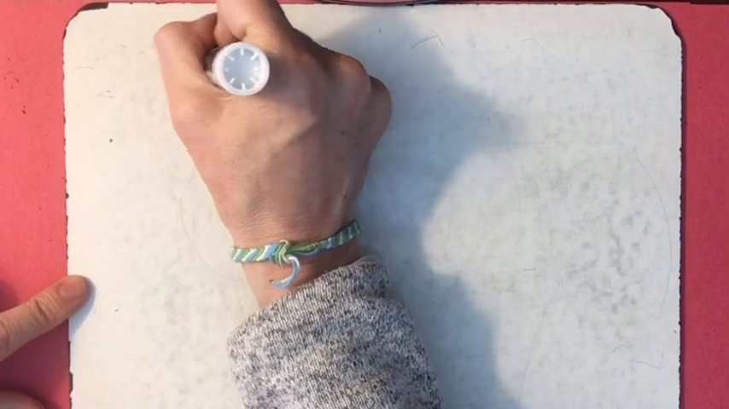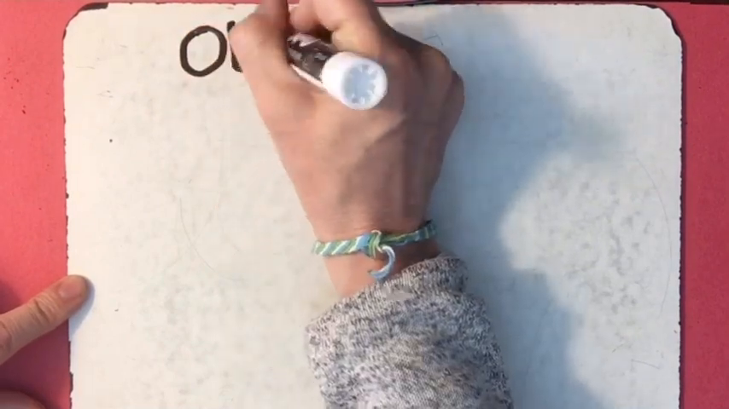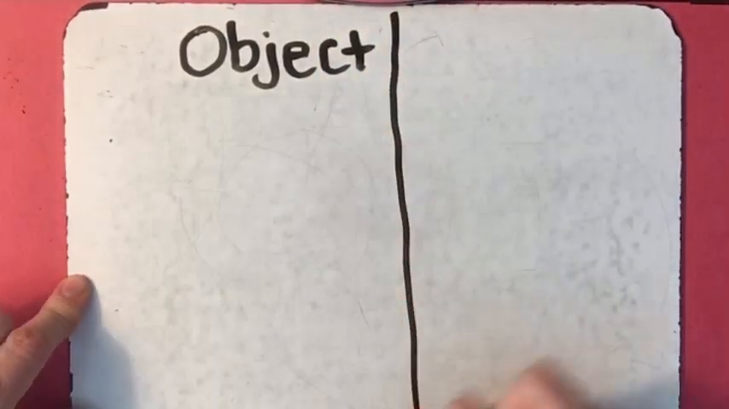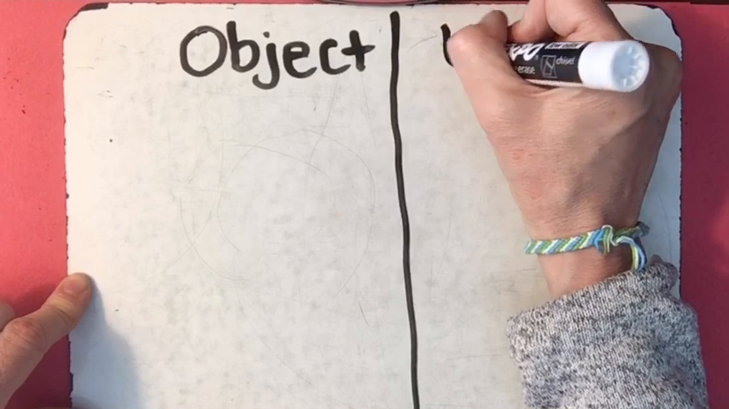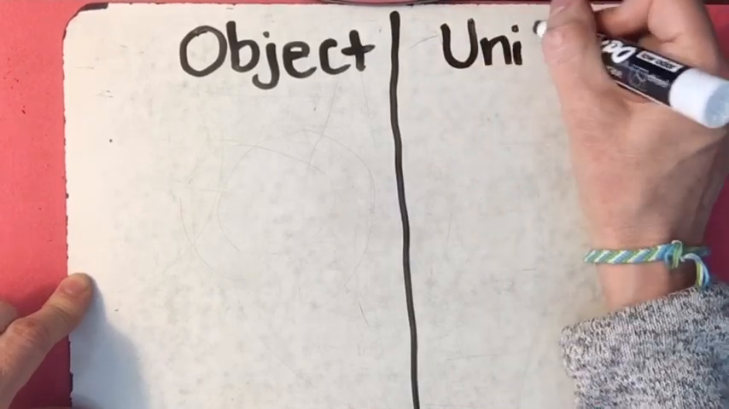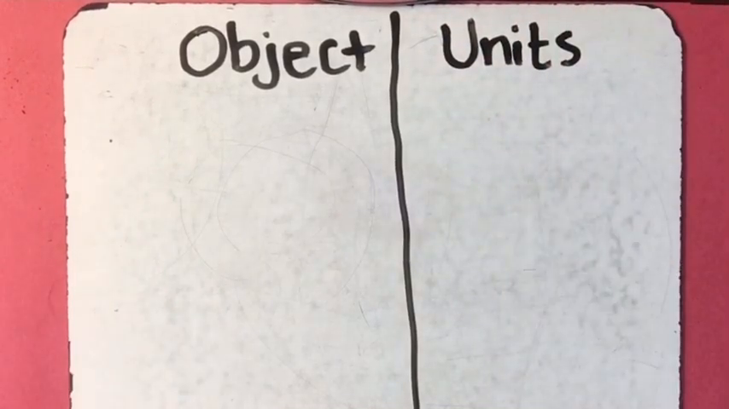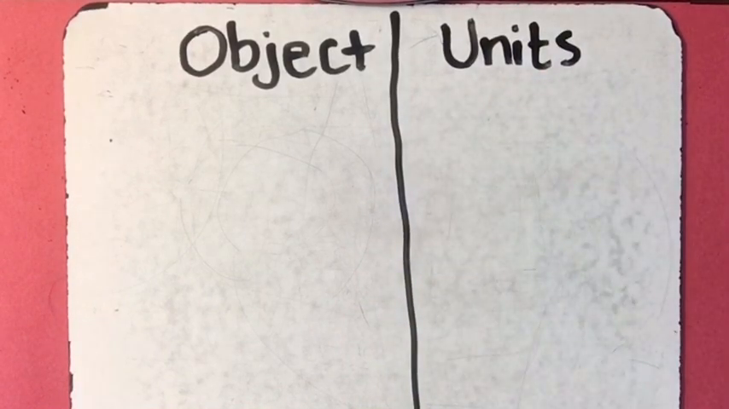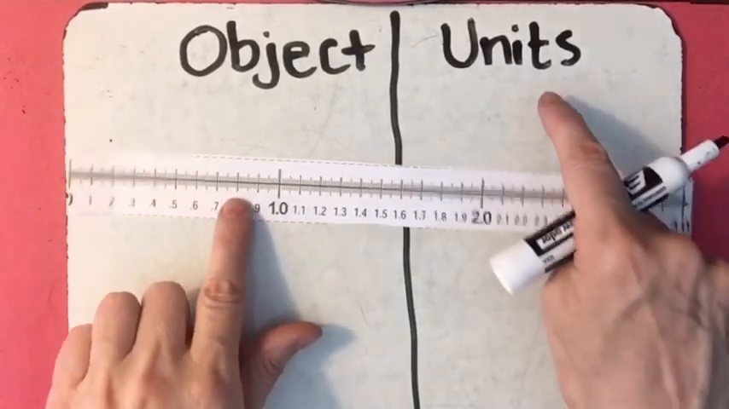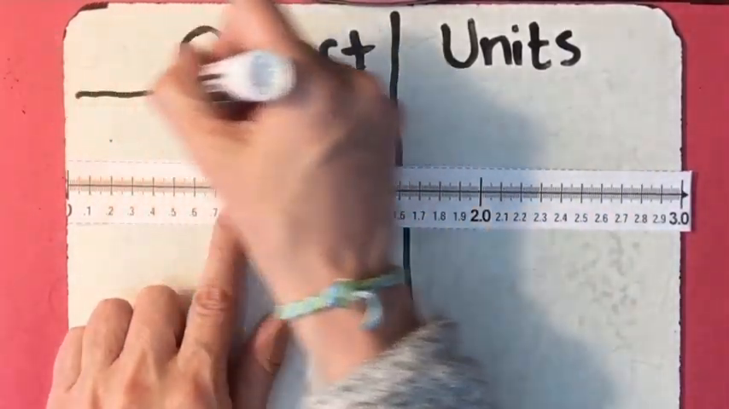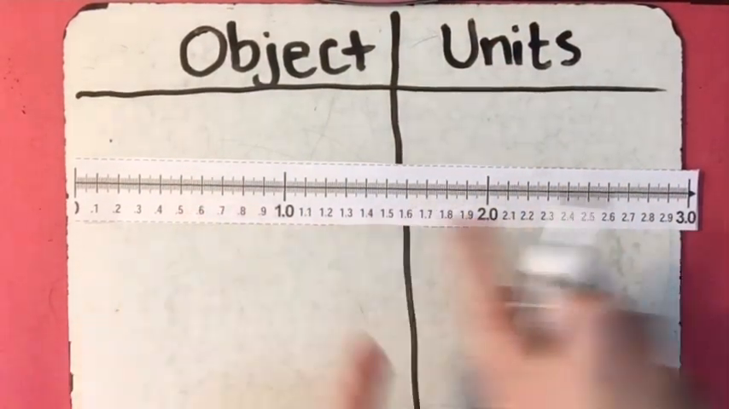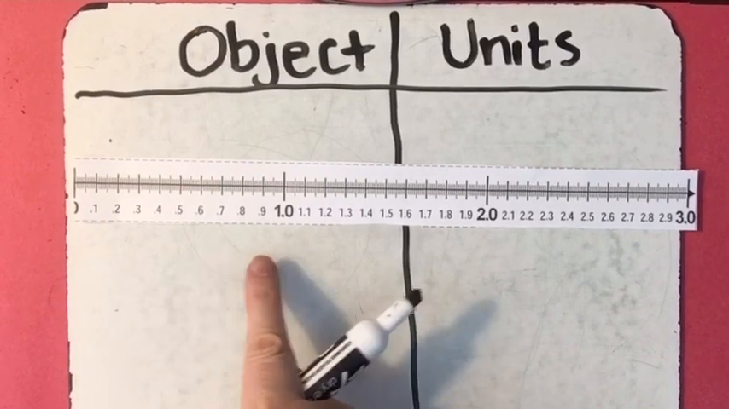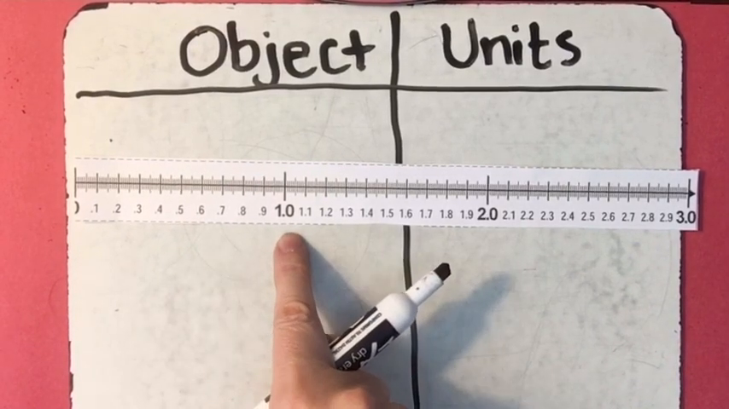You're going to write down object, and then you're going to write down units. And if you're using a real ruler or a real meter stick, your header right there will be centimeters, but if you're using this as a tool, it's just going to be units because these aren't true centimeters. These are different. But what they are is they are divided into decimals up to the hundredths.